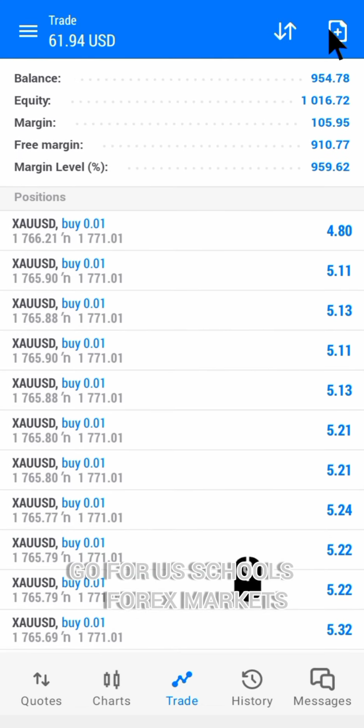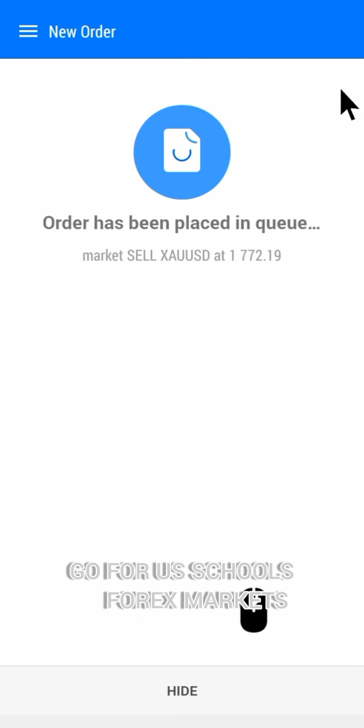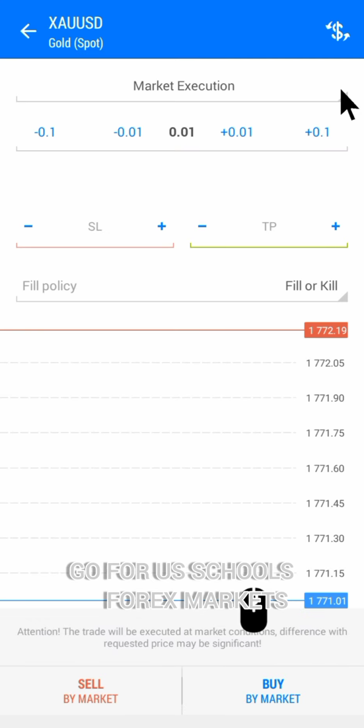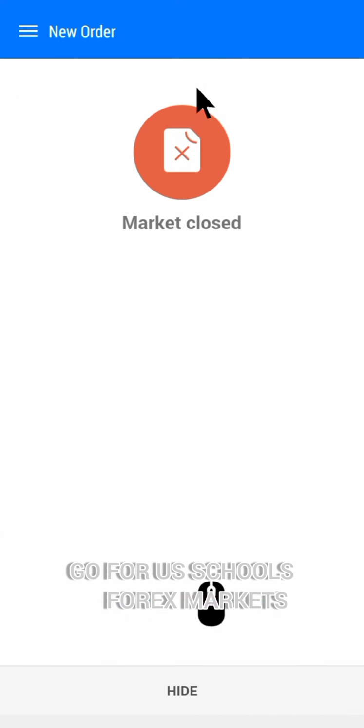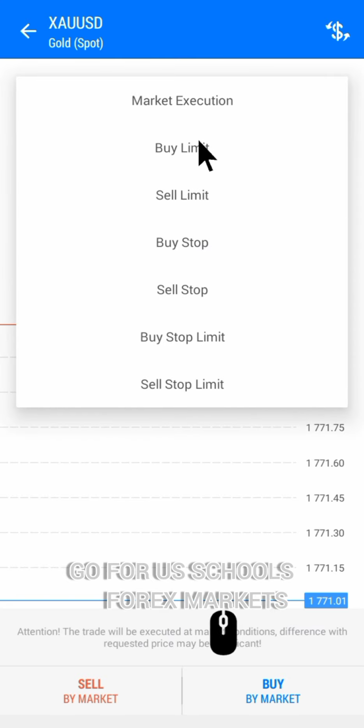But if we want to enter in the market, you just come here, then you just buy. But here the market can't open because it is closed, or you sell, depending on what the market is telling you. Now here, you'll be doing what you call market execution. These orders are going to open automatically if you want to open. So now what you're going to do here is to click here, then you're going to see all these orders.